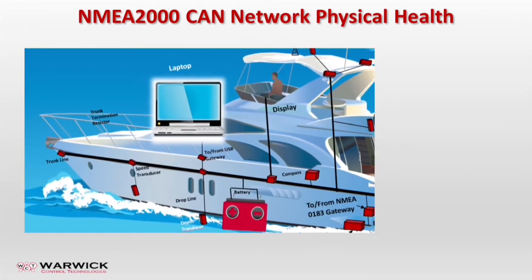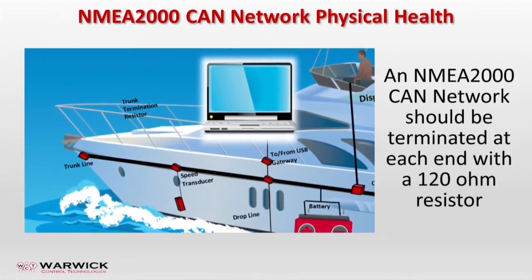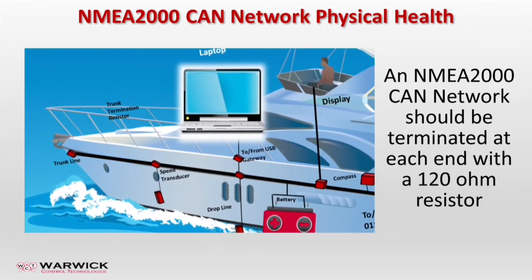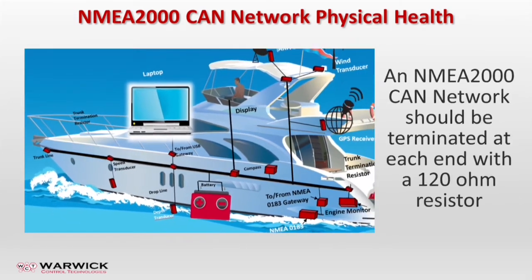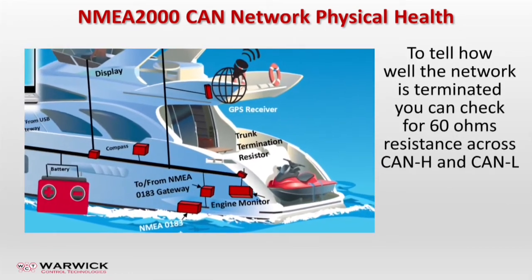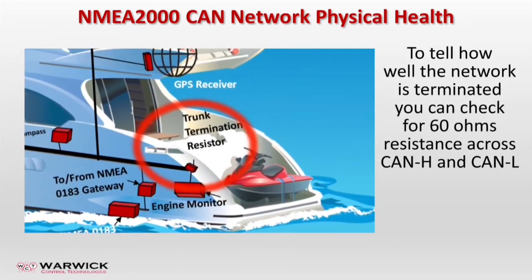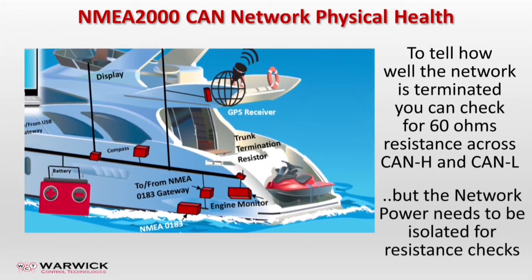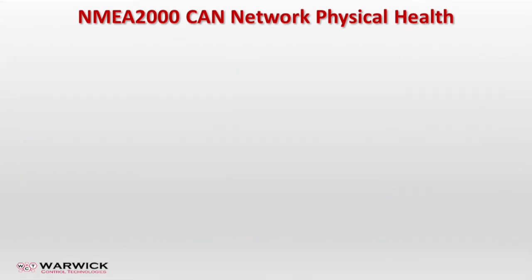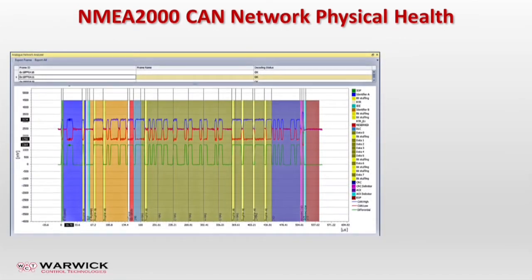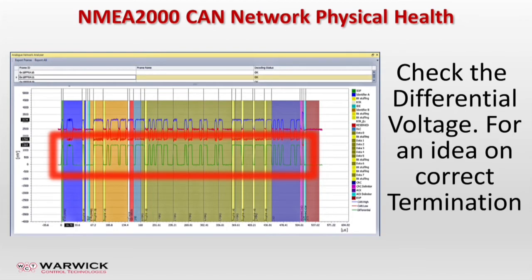The NMEA2000 CAN bus should be terminated with two 120 ohm resistors at either end of the network, across the CAN high and CAN low signal wires. This can be checked with a multimeter across CAN high and CAN low and should read around 60 ohms, but obviously resistance checks should be done with the power isolated. To get an idea of how well the bus is terminated, you can look at the differential voltage of the NMEA2000 messages.